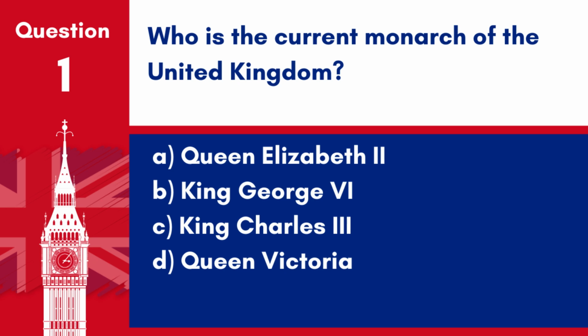Question 1. Who is the current monarch of the United Kingdom? A. Queen Elizabeth II. B. King George VI. C. King Charles III. D. Queen Victoria. Answer. C. King Charles III. Charles III is the current monarch of the United Kingdom, having ascended the throne on 8 September 2022 upon the death of his mother, Queen Elizabeth II.